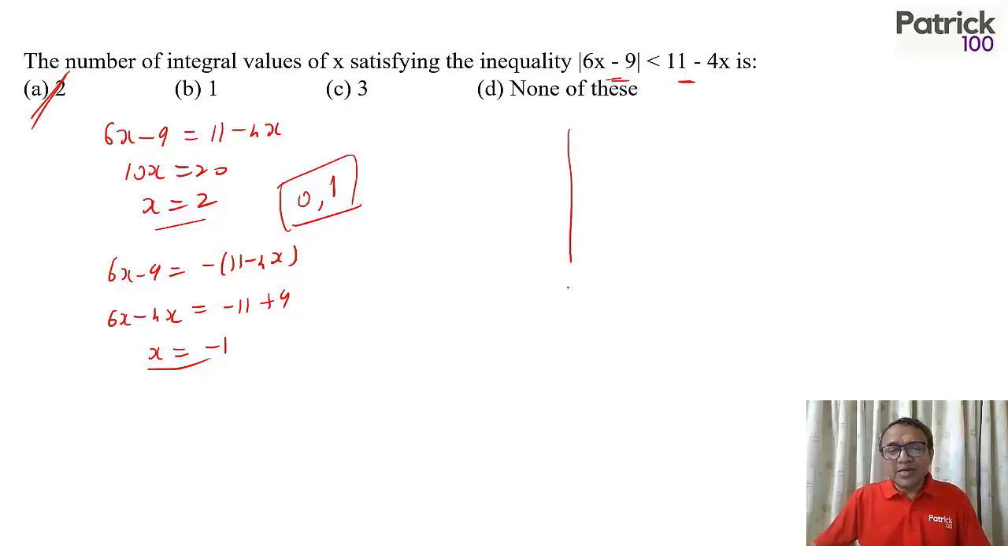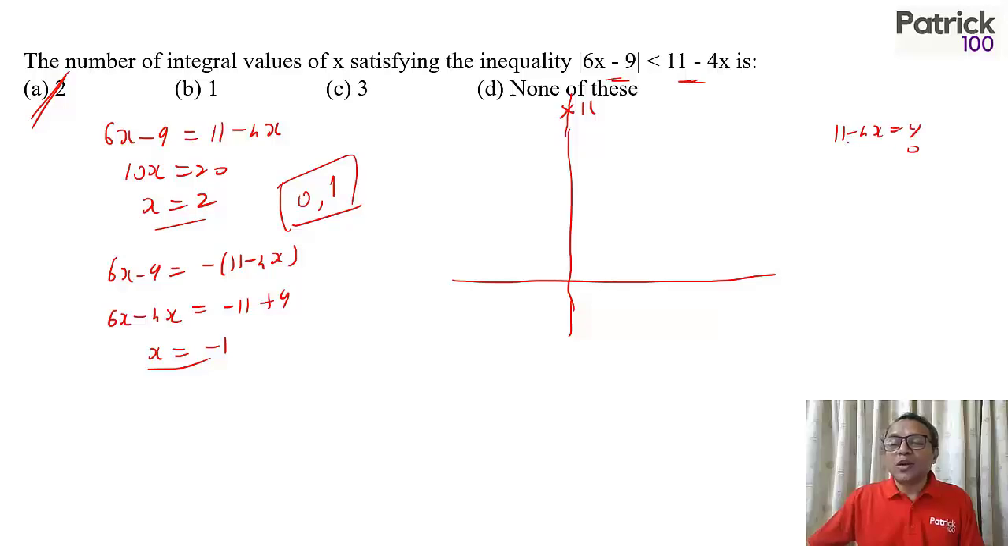Second, also a decent method for some cases is to draw and find out. Let's take the second case first. If I put x equal to 0 here, you will get y is 11. And if I put y equal to 0 in 11 minus 4x equal to y, I get x equal to 3.75. So the graph becomes a straight line.